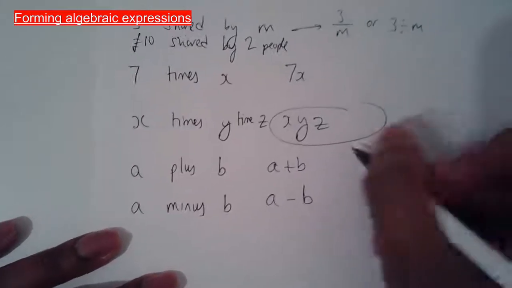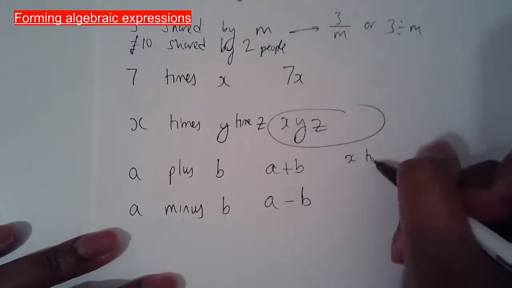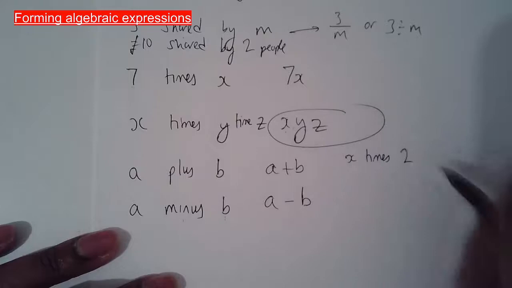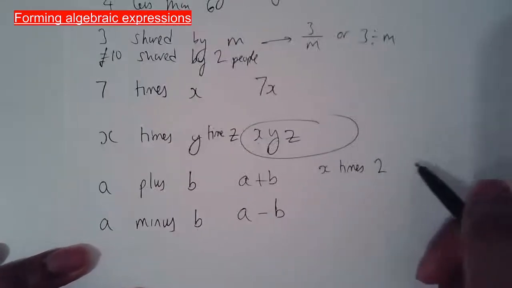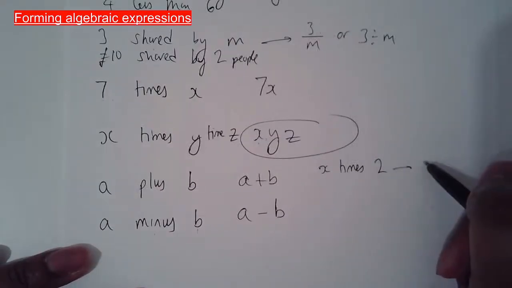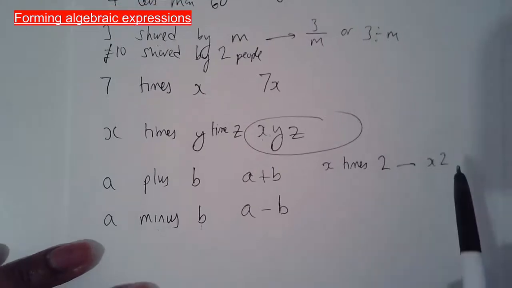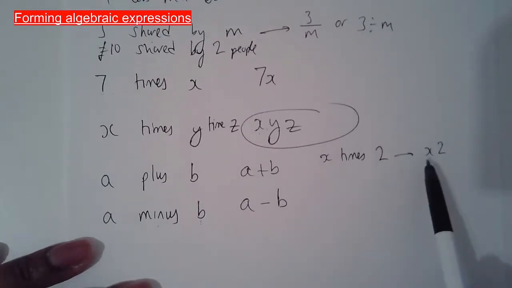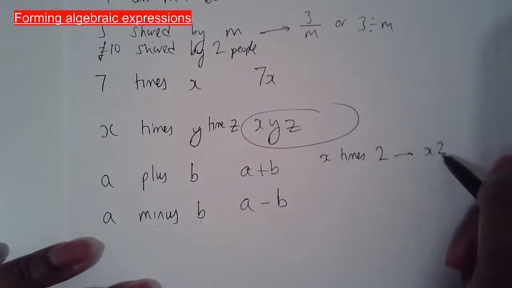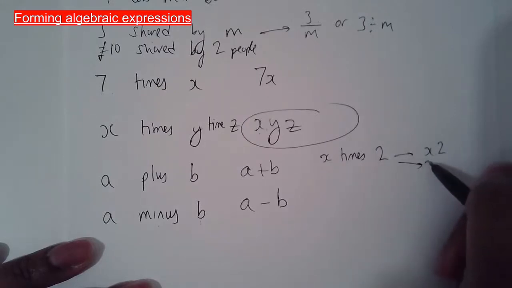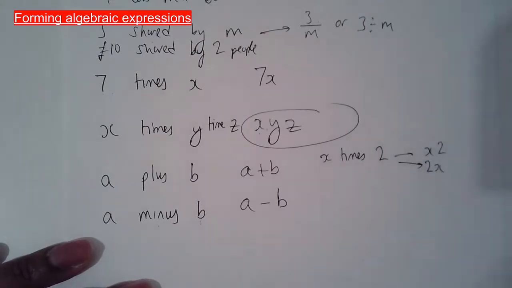If it was like this, for example, x times 2, the way you'd write it, rather than write it like this, x2, you tend to put the number before the letter. Okay, this is fine, but it's better to write it like this, 2 times x, number before the letter.